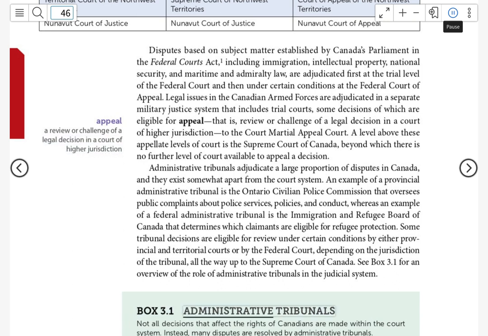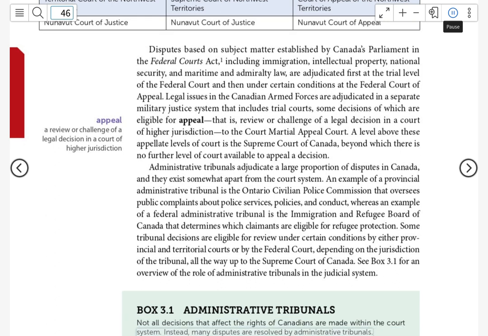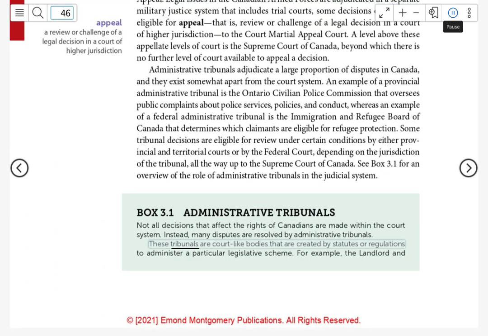Box 3.1 Administrative tribunals. Not all decisions that affect the rights of Canadians are made within the court system. Instead, many disputes are resolved by administrative tribunals. These tribunals are court-like bodies that are created by statutes or regulations to administer a particular legislative scheme.